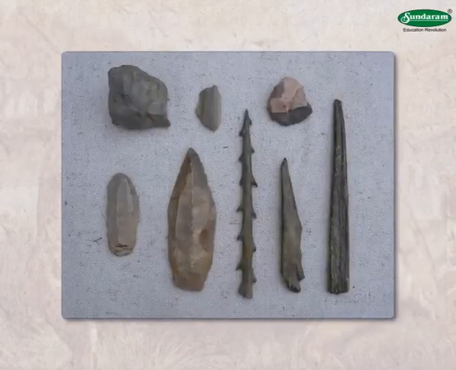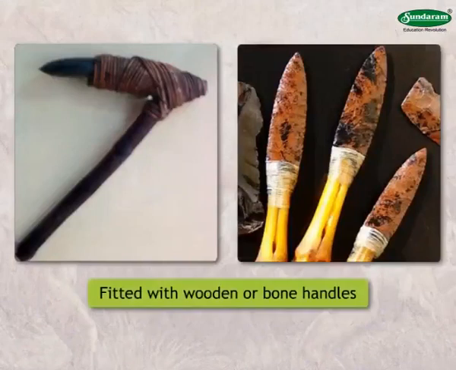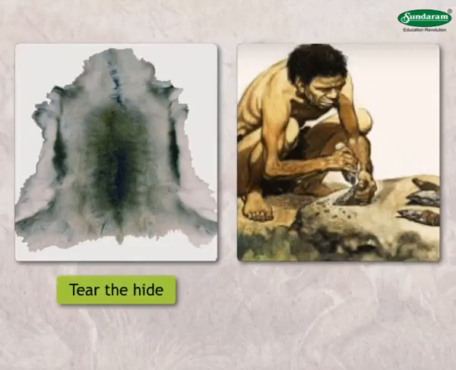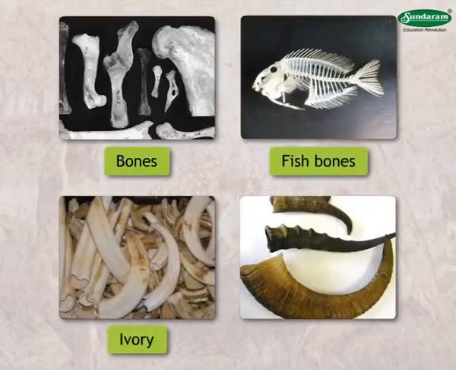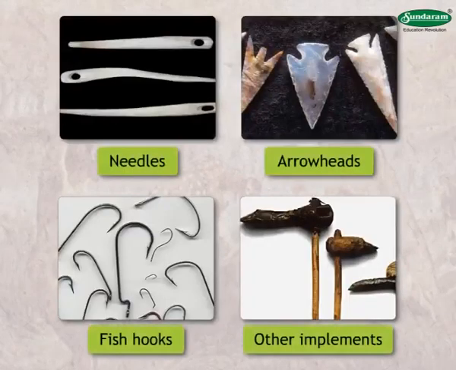Later, he began to make tools and weapons which had thin and straight blades. He used flint for this purpose. These tools were fitted with wooden or bone handles. These tools made various tasks possible. Sharp tools were used to tear the hide, and pointed tools were used to make holes. Bones, fish bones, ivory, horns, etc. were used for making needles, arrowheads, fish hooks, and other implements.